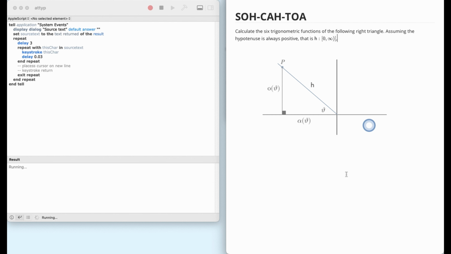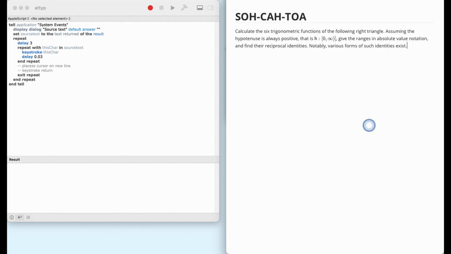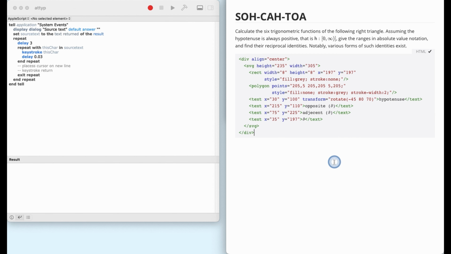And then we're asked to give the ranges in absolute value notation, and finally to find their reciprocal identities. And we are aware, of course, that there are various forms of such identities. Okay, so here's some SVG code for a standard right triangle.